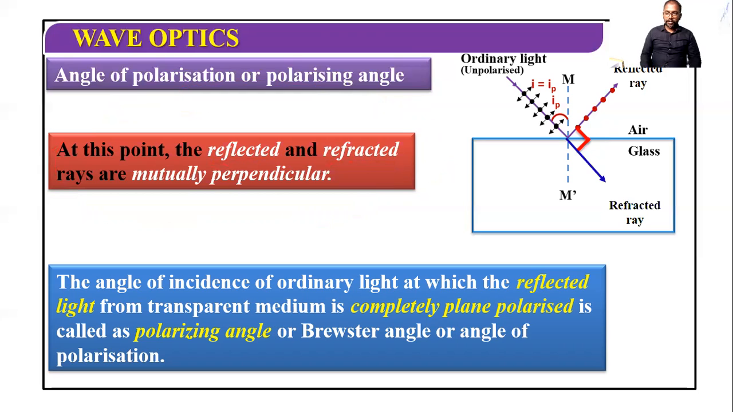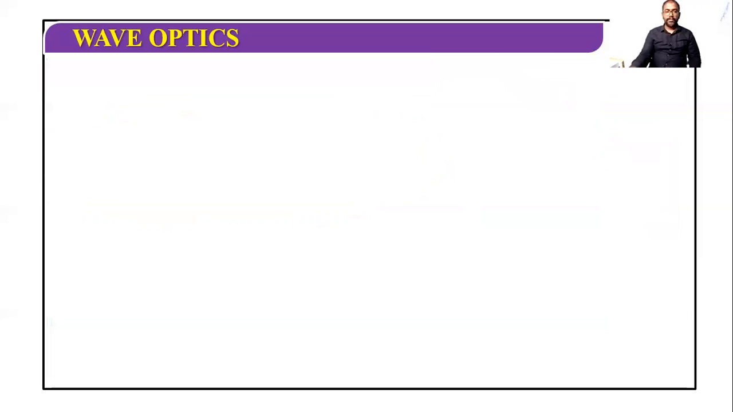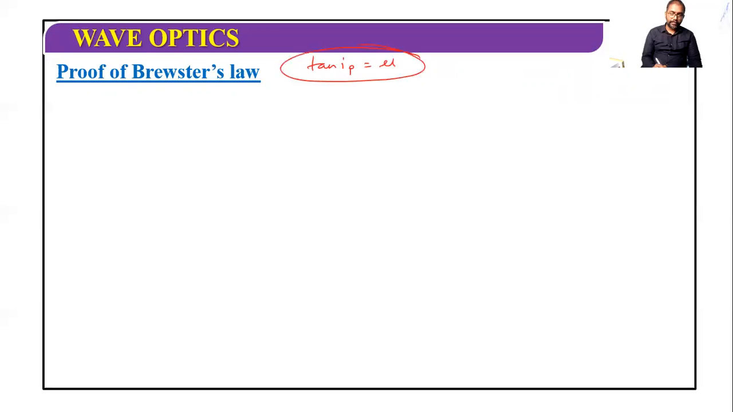Basically, the statement of Brewster's law is: the tangent of the polarizing angle is equal to the refractive index. Now let me prove this Brewster's law. So, proof of Brewster's law. Now what do we have to prove? The tangent of the polarizing angle is equal to the refractive index.